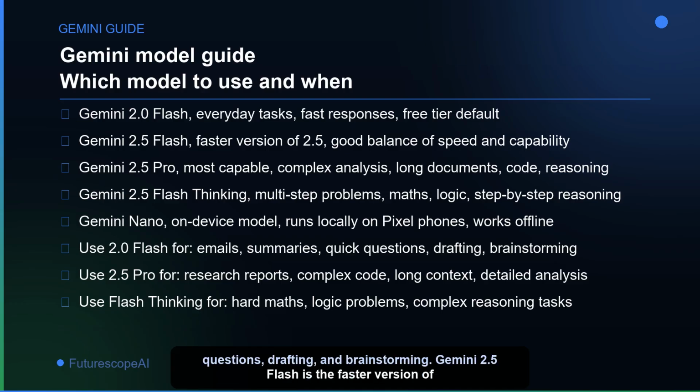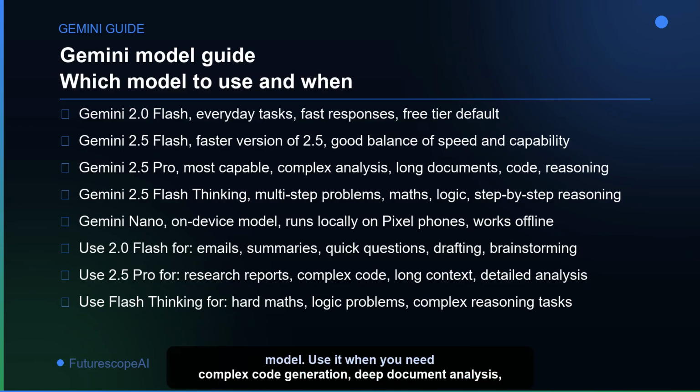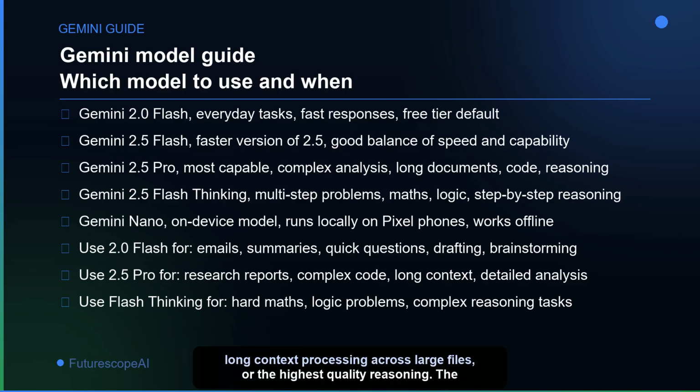Gemini 2.5 Flash is the faster version of the 2.5 generation, offering a good balance of speed and the upgraded capability of the 2.5 family. Gemini 2.5 Pro is Google's most capable model. Use it when you need complex code generation, deep document analysis, long context processing across large files, or the highest quality reasoning. The 1 million token context window means you can feed it entire codebases or book-length documents in a single session.